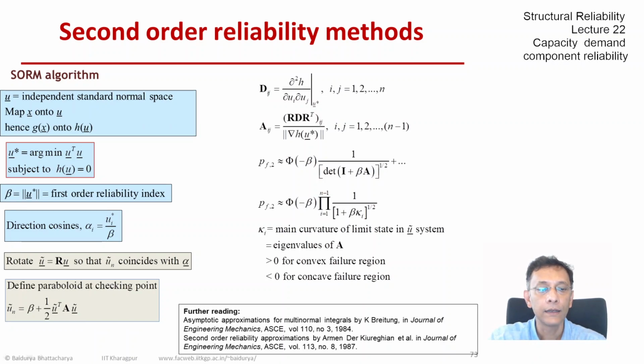As I said, for further reading, I refer you to these very important two papers, the one by Breitung coming out in 1984 and the other by Professor Der Kiureghian et al. coming out in 1987.